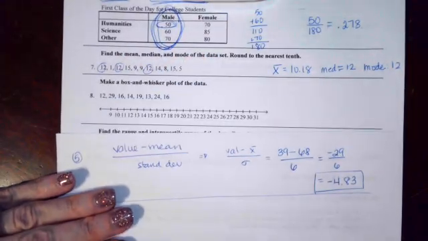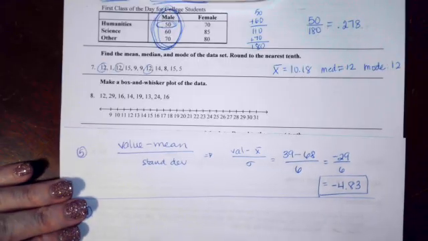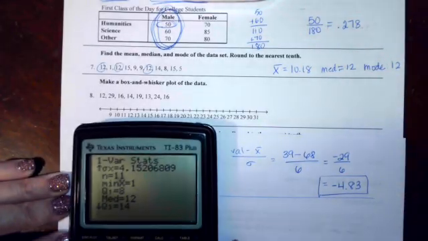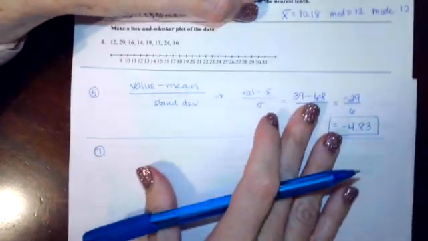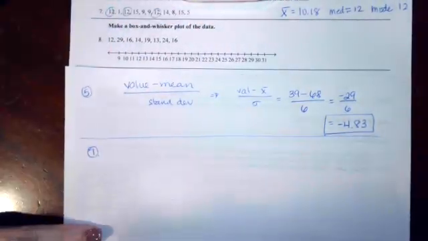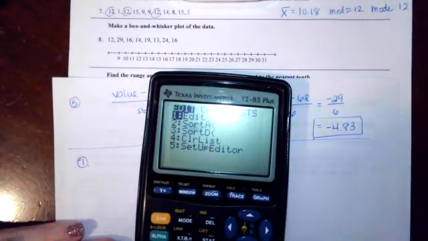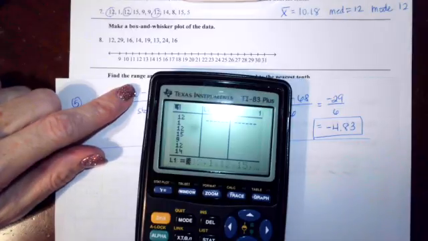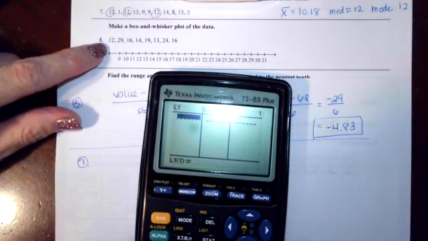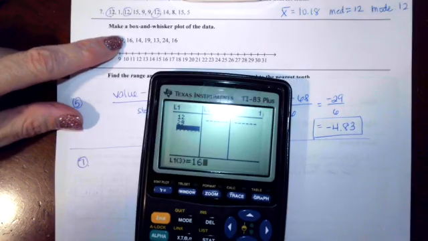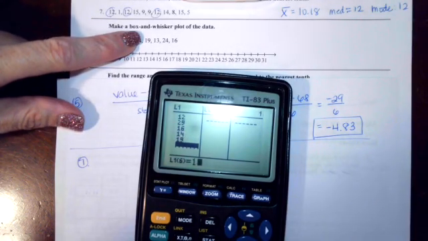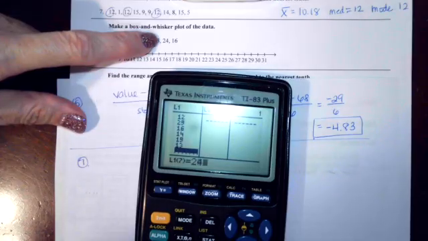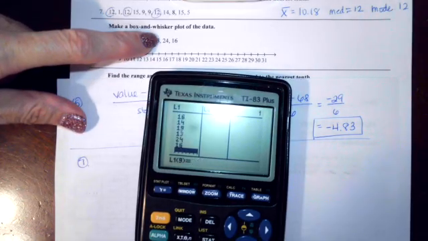Okay, number 8, making a box and whisker plot of this data. So we are going to use the calculator again. We are going to put in these data values. I'm going to clear this data. I've got 12, 29, 16, 14, 19, 13, 24, and 16.